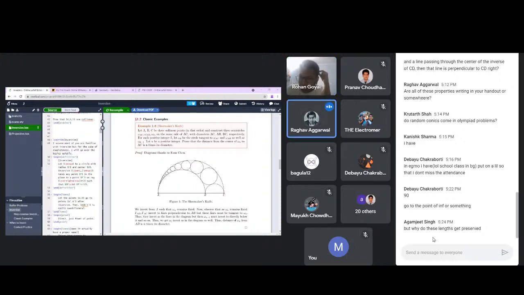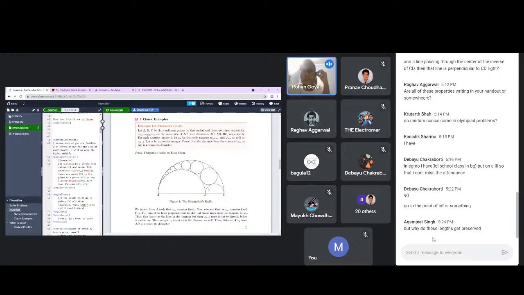Yeah, it's only what you explained. Yes. Okay, so I hope this is clear. So I'll move on. Did the shoemaker's knife appear in any Olympiad?